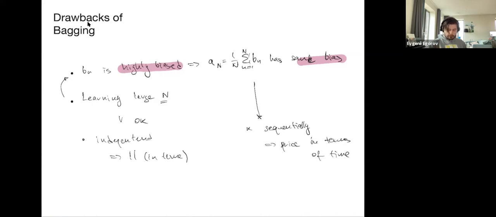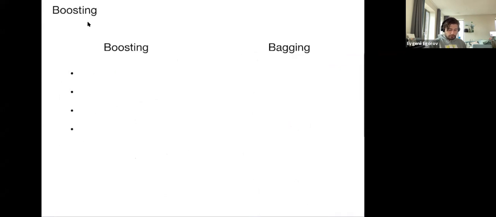But still, what does it mean for us? It means that we should not train a very large N. We should take some reasonable N. And we hope that a reasonable N would be enough, because now we train each model sequentially, and so we can affect the performance of the ensemble more effectively with each new model. This is the whole idea of boosting.